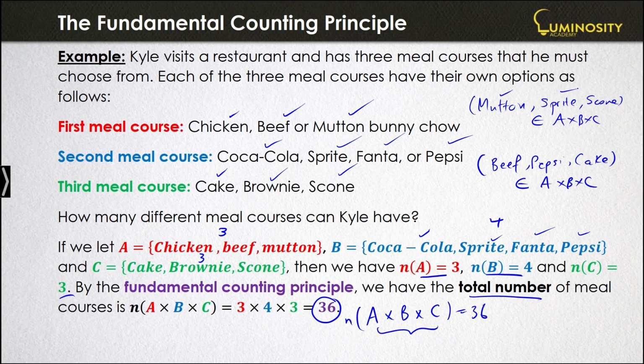So all these different combinations that he can choose from, there are 36 different combinations between those given meal course options. And that is using the fundamental counting principle.